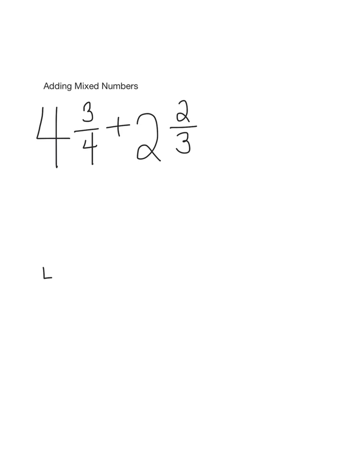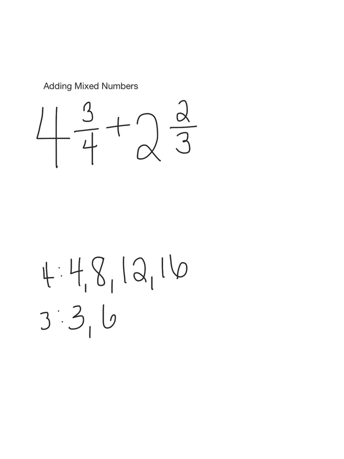So my denominators currently are 4 and 3. So let's find some multiples of 4 and 3 and see if we can pick a denominator that they would have in common. So 4, 8, 12, 16, and let's do some for 3. I'm skip counting 3, 6, 9, and 12. So it looks like I'm going to be able to use 12.